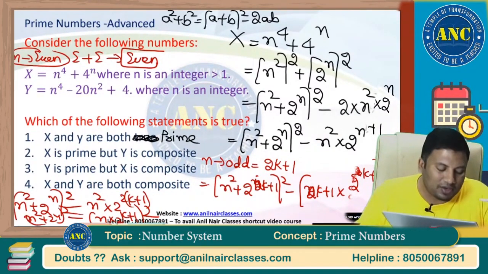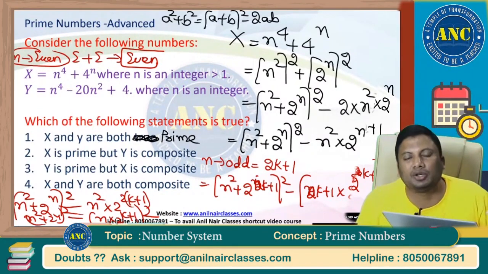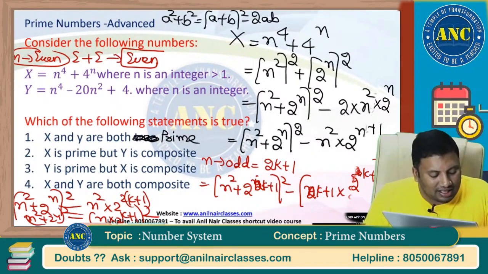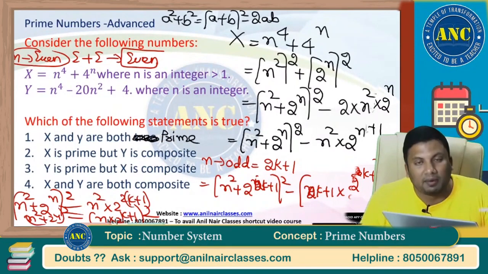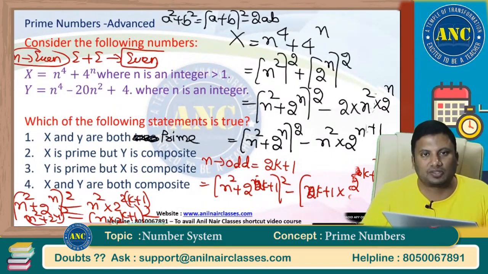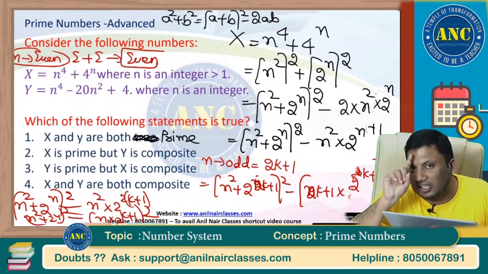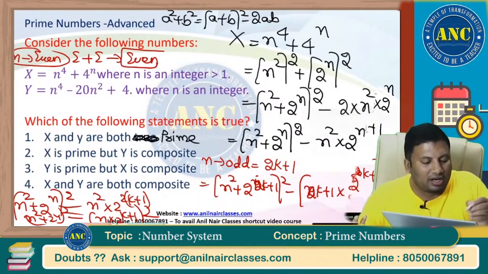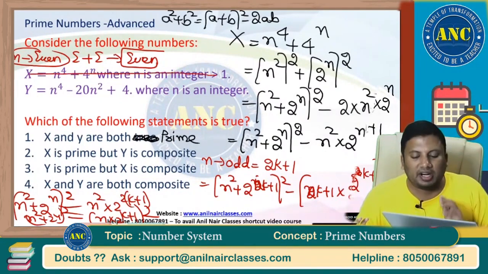One is n square plus 2 power n plus n into 2 power k plus 1. Another is n square plus 2 power n minus n into 2 power k plus 1. One number should result in 1. You are not getting 1. So this is a composite number.